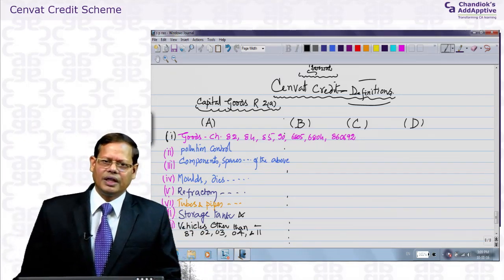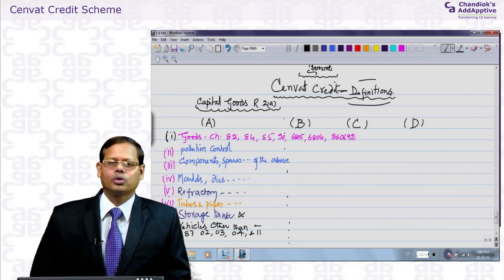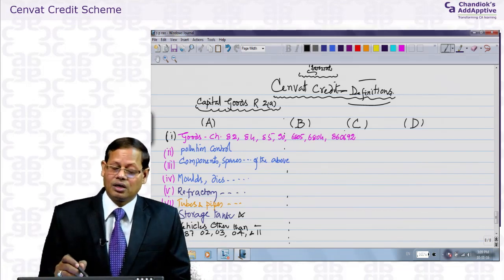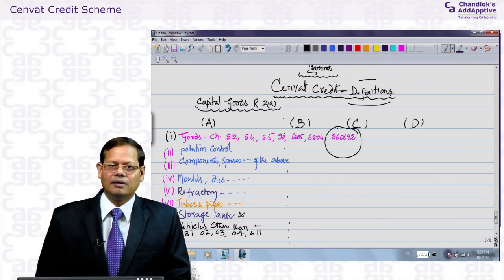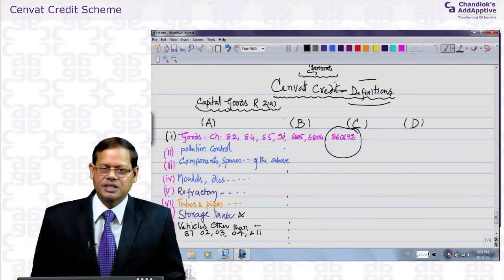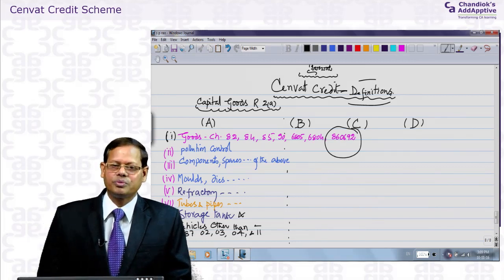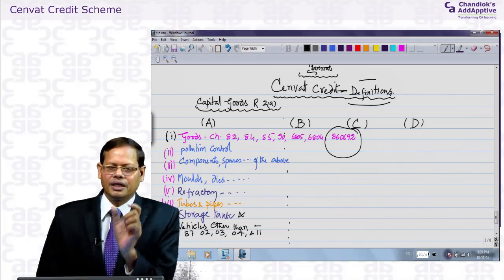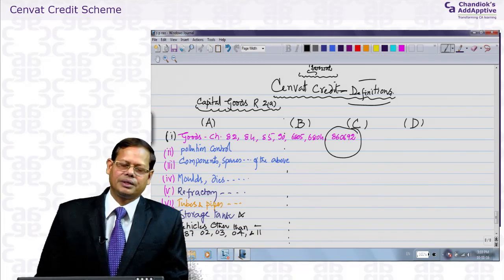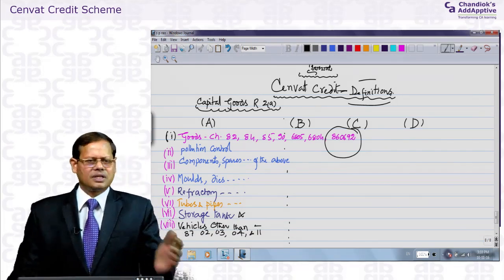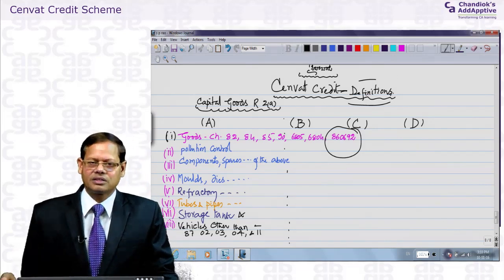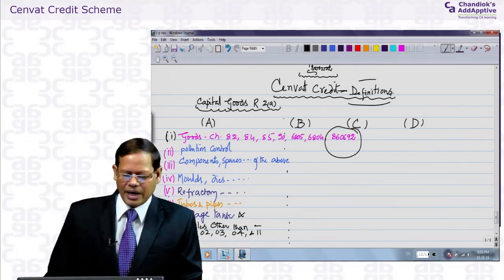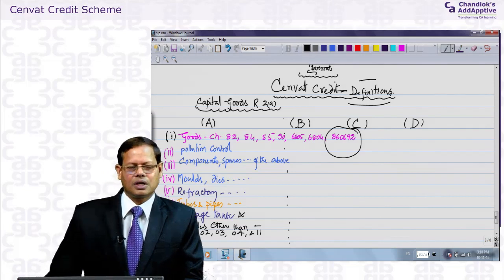And recently they have added one more thing, relating to railway wagons, 860692, which means chapter 86, heading number 6, subheading number 92. So under this, wagons, goods train wagons, that is called wagons. These have been added in the list of capital goods. These are also capital goods.